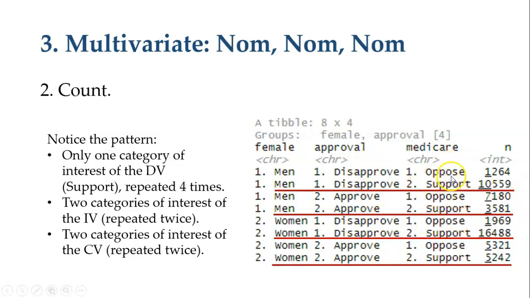Notice, you only have one value of your dependent variable that is relevant for you, which is support. Support, support, support, support. But there are two values that are relevant for you to relate with your independent and control variables. So you want to see what happened with men who disapprove of the presidency of Trump, and how many of those men who disapprove of the presidency of Trump support Maker. How many of those men who approve of the presidency of Trump support Maker? How many of those women who disapprove, and so on and so forth, right? That's what you want to do.